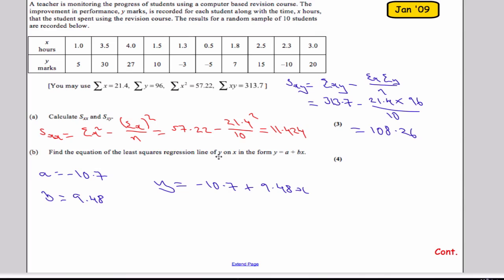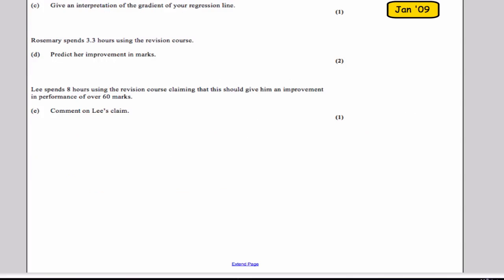Be very, very careful when you're using the calculator to get these, that you double check that you're putting in the right values, because if it does go wrong, you're going to lose a lot of marks. So do be wary of that. Okay, next part of the question, we're just going to move on to the next slide just so we can see what's going on. Give an interpretation of the gradient of your regression line.